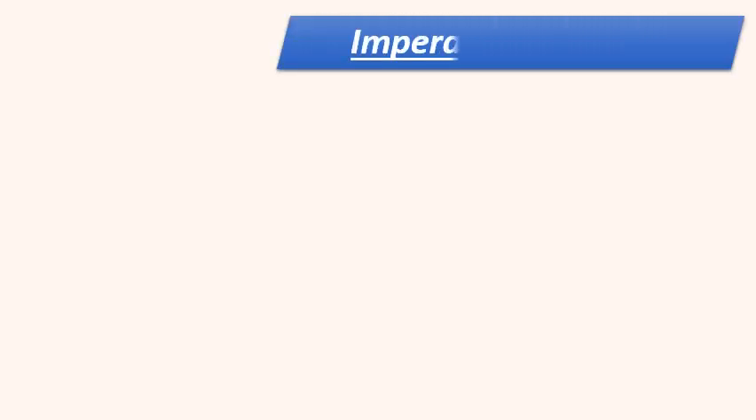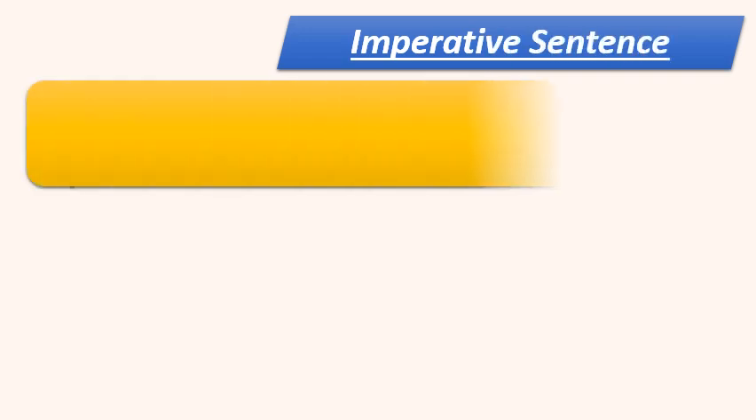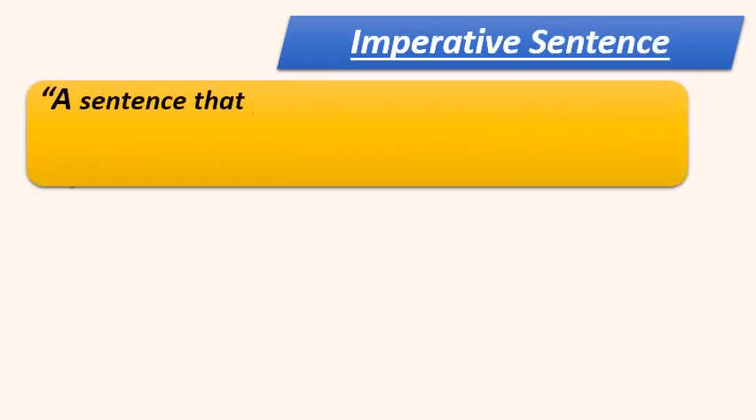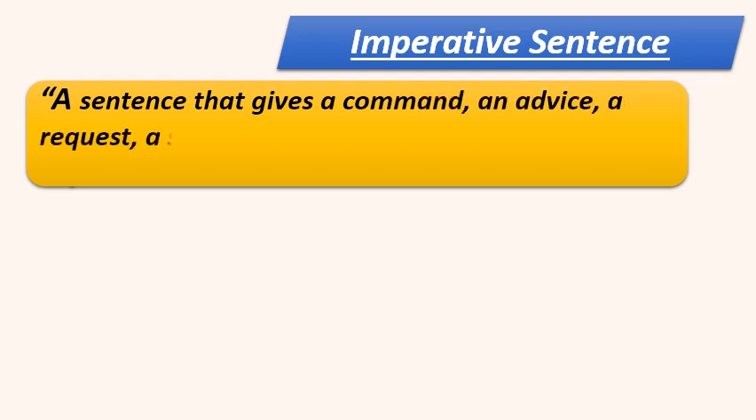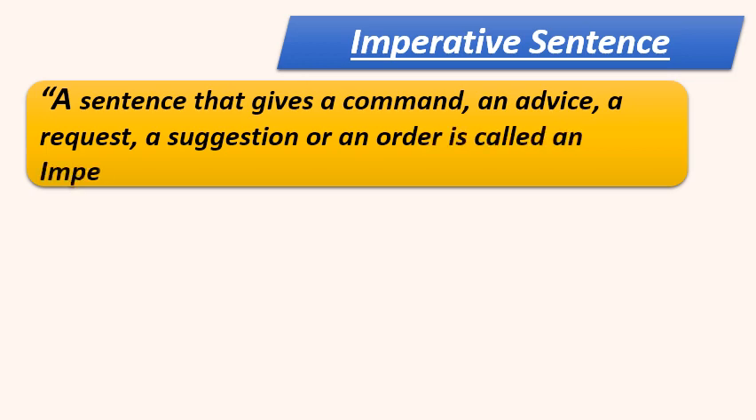So now let us see conversion of imperative sentence from direct to indirect speech. We have already learned the conversion when sentences are in assertive or interrogative form. So before that, first of all, let us see what is an imperative sentence. A sentence that gives a command, an advice, a request, a suggestion, or an order is called an imperative sentence.